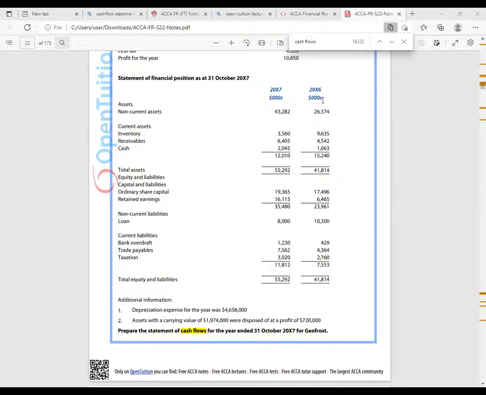So I only want the final figure. I want the final figure now so that I can know what to do next.